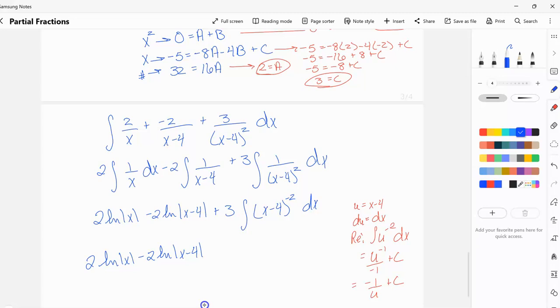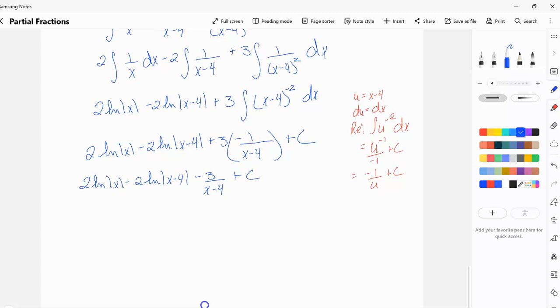So we're going to have 3 times negative 1 over our u plus c. Clean that up just a little bit. And there's one of my answers. If we wanted to, we could combine some things.